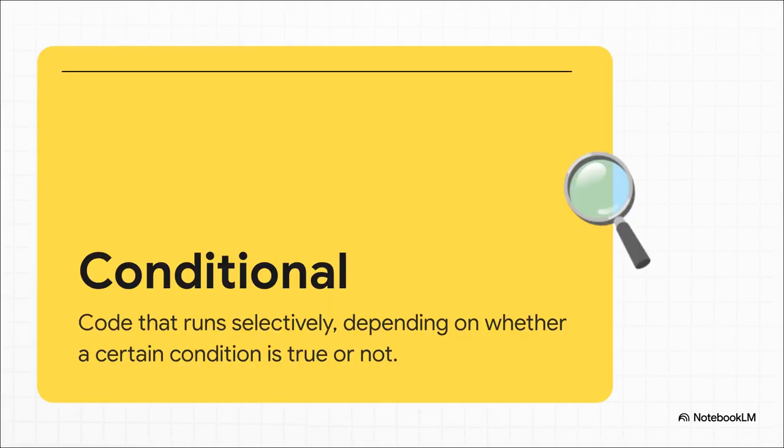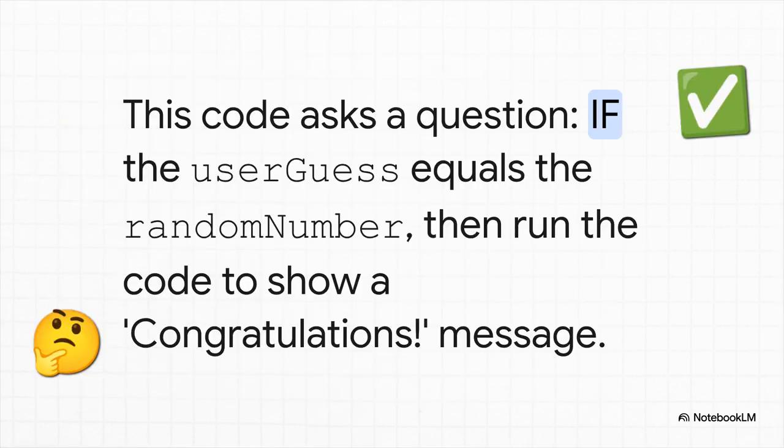All right, now for the brains of the operation, the conditional. This is how our program makes decisions. It lets us ask these simple questions, like, hey, is the player's guess correct? And then run specific bits of code based on whether the answer is yes or no. And check out how simple that looks in actual code. This line is literally just asking a question. If the user guess is the same as the random number, and if the answer is yes, then the code inside those squiggly brackets runs, and the player gets a congratulations message. That's it. That's decision-making in action.